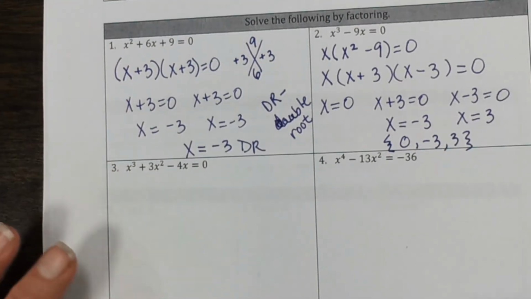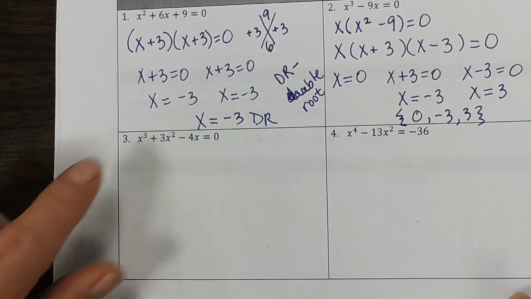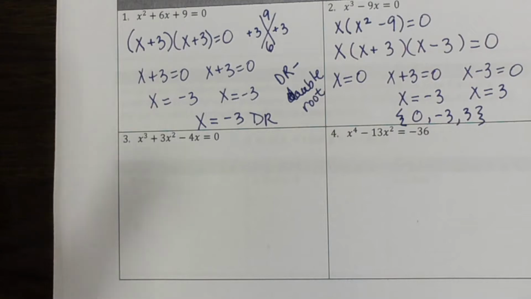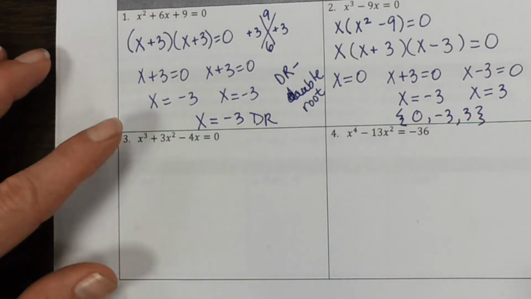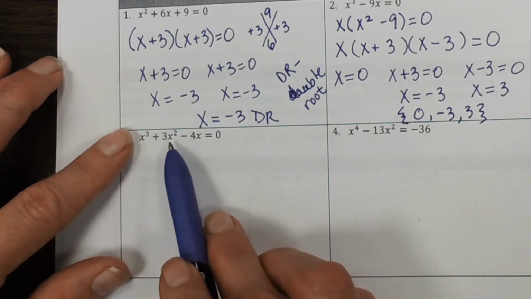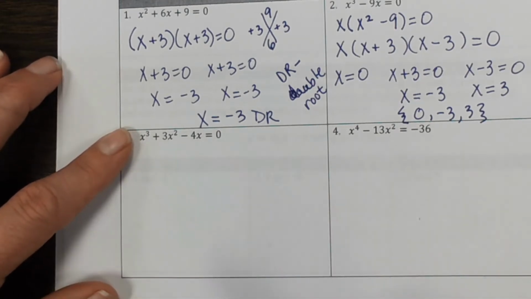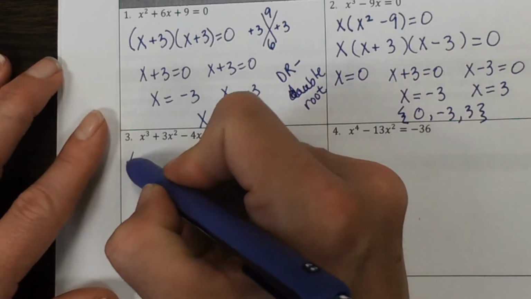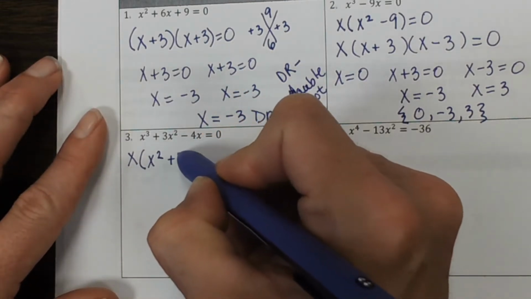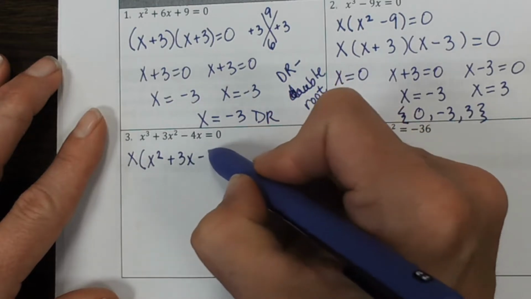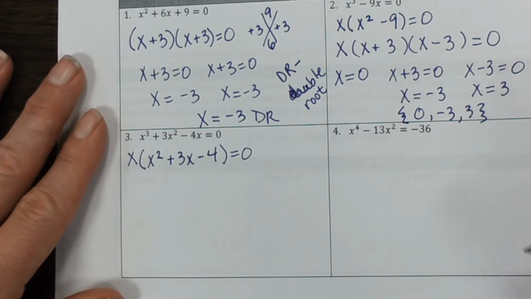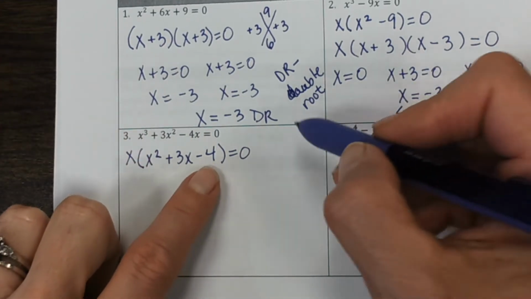All right, our next example, we again notice that there's an x cubed, and the only way we know how to do an x cubed is if it's a sum or difference of cubes, so we have to assume that this is a GCF. Well, I notice that x cubed, x squared, and x, every term has an x, so we can factor out that x again, and then I'm left with x squared plus 3x minus 4 is equal to 0. So now we follow our pattern for factoring trinomials.